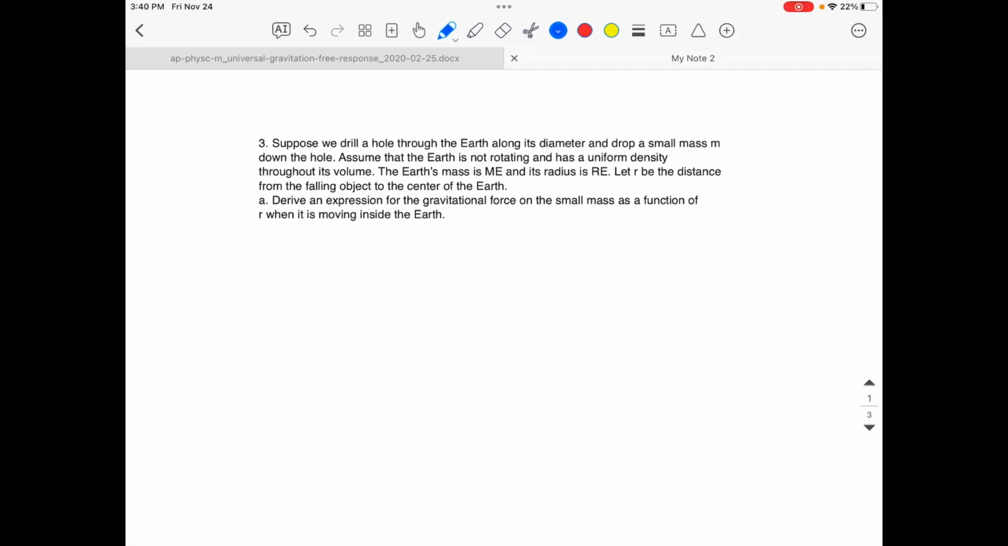For problem number 3, we are deriving an expression for the gravitational force on a small mass as a function of r when it's moving inside of the Earth. So I am going to direct you to the universal gravitation notes, slide 27, because they walk through the proof to get the gravitational field within the center of the Earth. So I'm not going to go over that part with you.